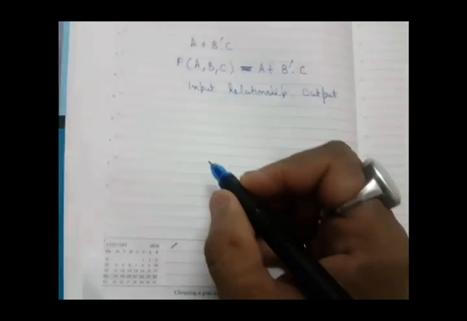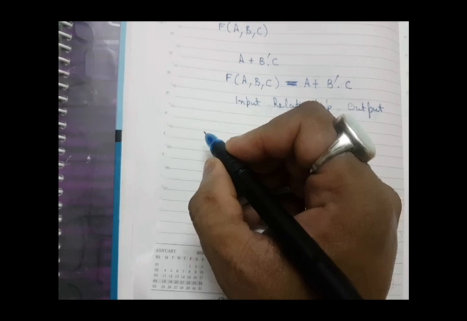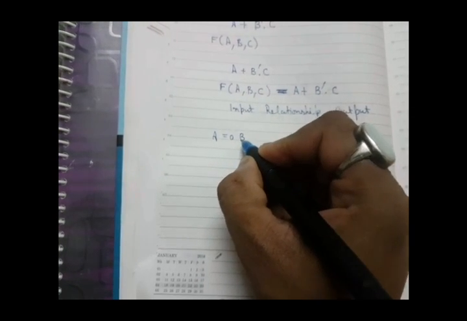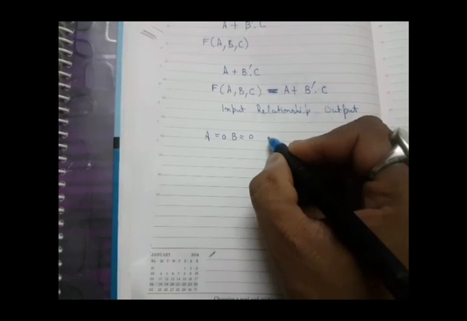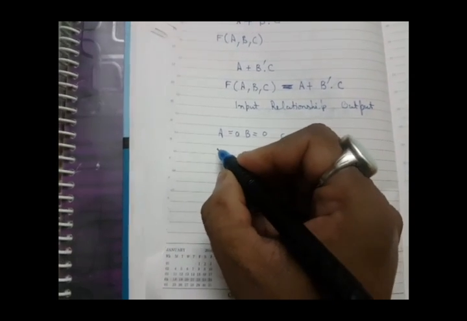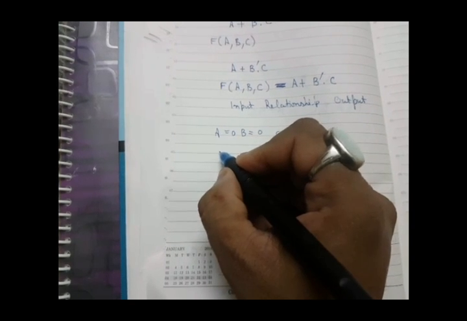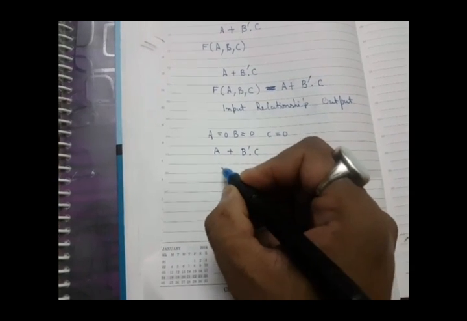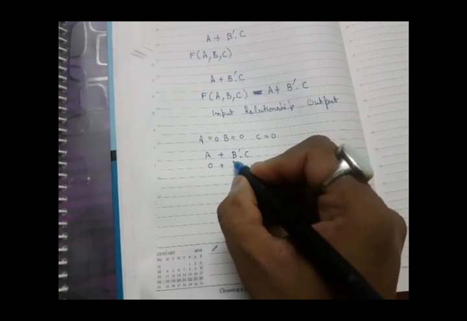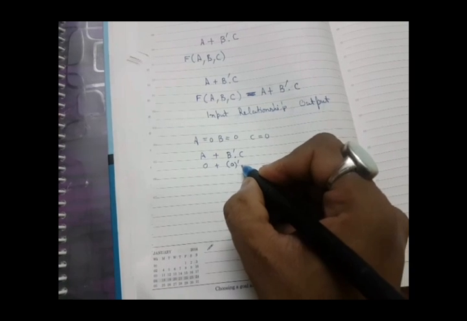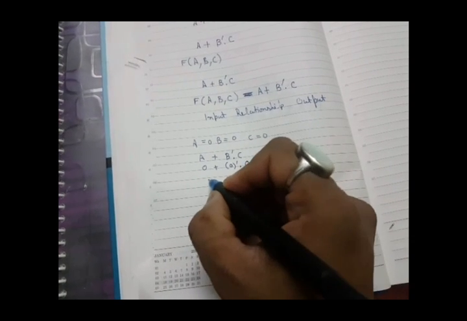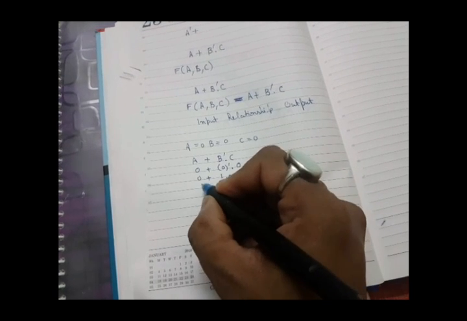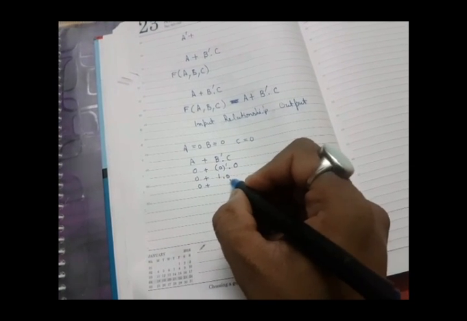Now students, I'm going to show you how different outputs can be generated on the basis of the values of A, B and C. Suppose A is 0, B is 0 and C is 0. Now I have to put the values in this Boolean expression. So A is 0, B is 0 but its complement is there, dot C is 0. So 0 plus, it's complemented, so we get 1 here, dot 0. Here it is already 0. 1 dot 0 means 0.